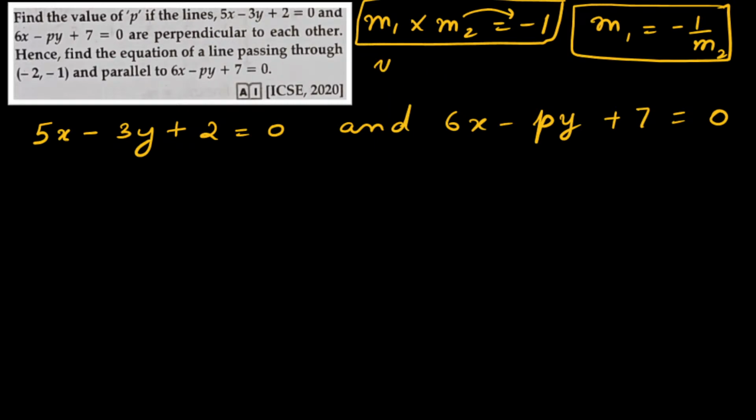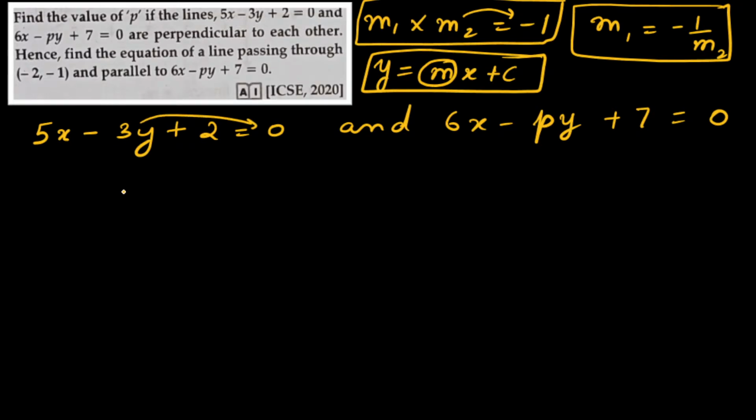First of all, we'll convert both equations into this form: y is equal to mx plus c. We'll convert both the equations to slope-intercept form and then we can find the value of slope. The coefficient of x is the slope. So I'll shift the y term to the other side, because I need y on one side and the remaining two terms on the other side. So 5x plus 2 will be on this side, minus 3y if I shift to the other side will become plus 3y. I can write this as 3y is equal to 5x plus 2.